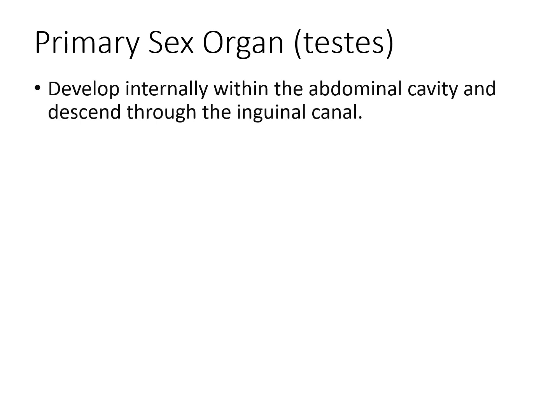To begin with the primary sex organs of the testes, developmentally, these structures developed internally on the posterior abdominal wall, so within the abdominal cavity. And then around about the seventh month of embryonic development, they began their descent through the inguinal canal until their final position was outside of the body cavity, contained within the scrotum.